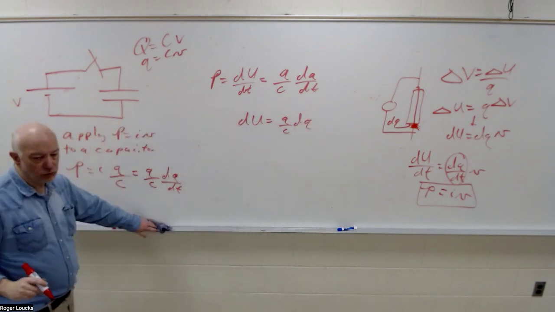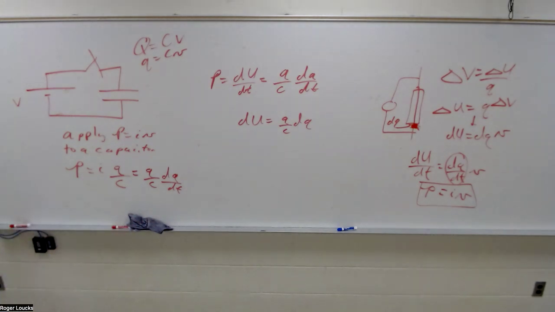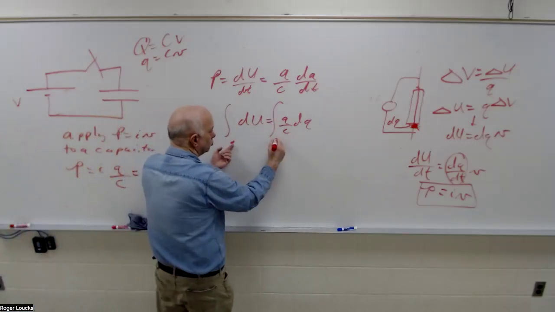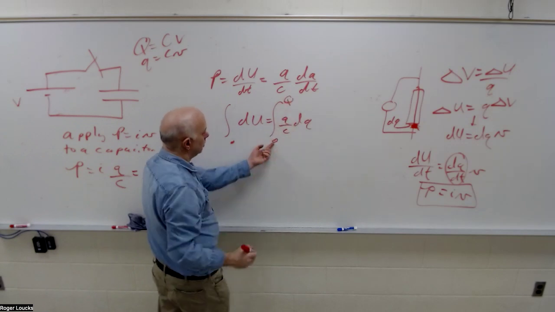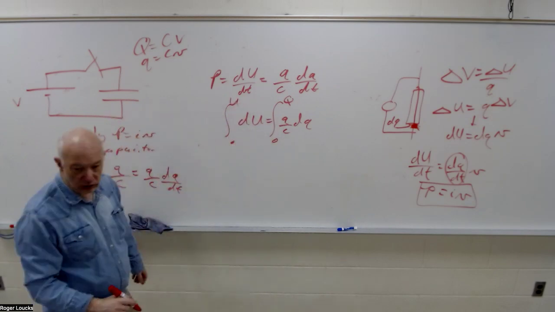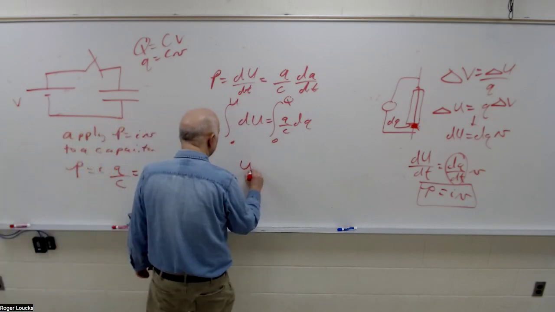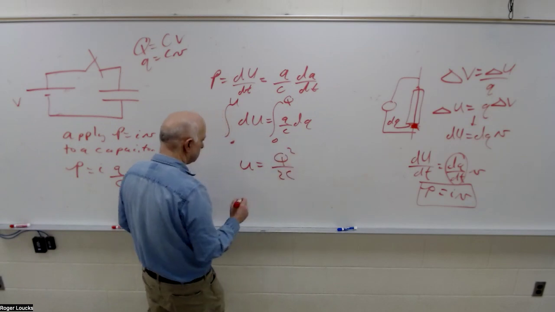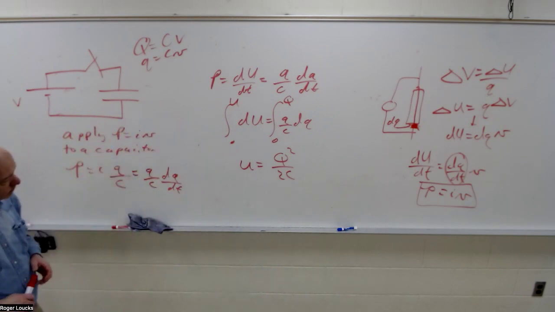Okay, so if I want the total energy stored in that capacitor, what do you do? Yeah, you're going to integrate this. You're going to integrate from when it has no charge, no charge being stored, to the maximum charge. Where there's no charge being stored, there's no energy. It's fully charged, and it's the full energy U. So this gives me U. And this gives me what? This will give me Q squared over 2C. That make sense?